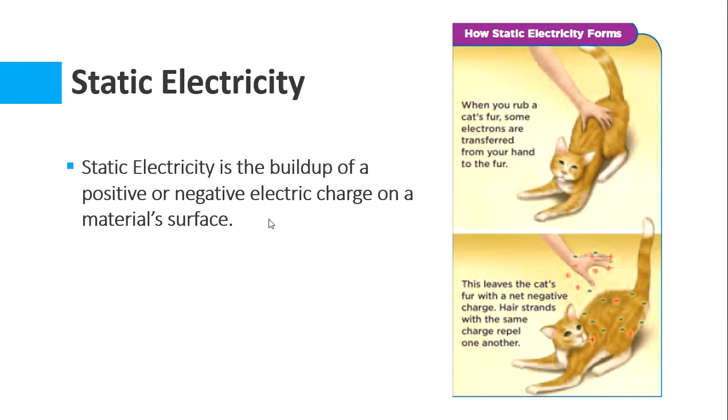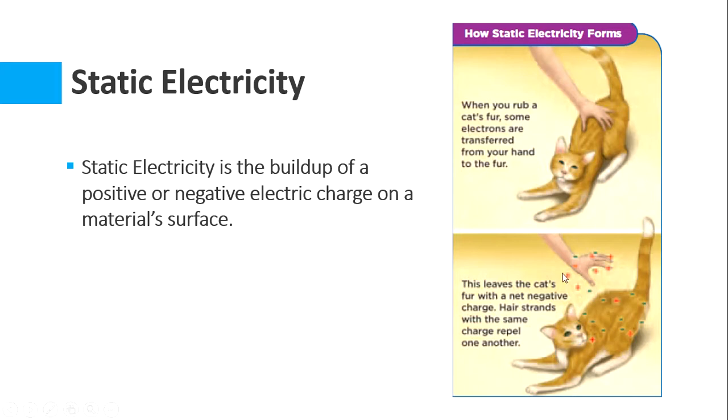Static electricity can be produced by many different non-metallic materials. Some, for example, may lose electrons easily, some may not. For example, the atoms in your skin tend to lose electrons more easily than the atoms in a cat's fur. As we can see in this example, if you were to pet a cat and rub your hand on the cat, your hand gets a net positive charge, and the cat's fur would get a net negative charge.